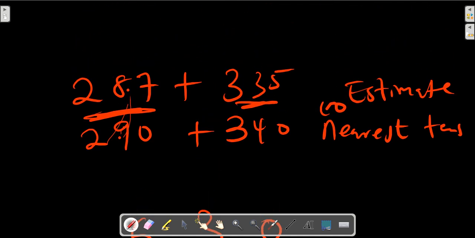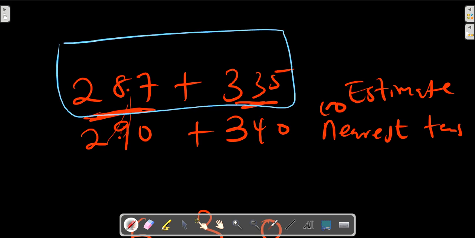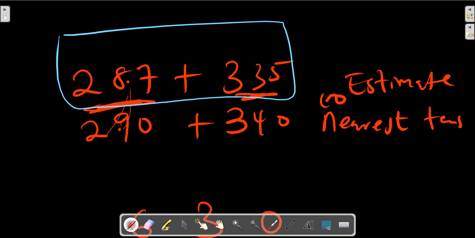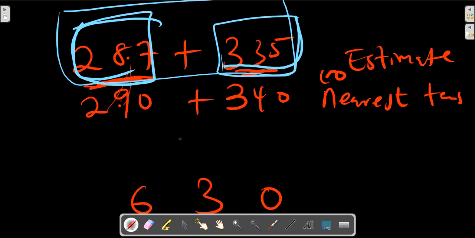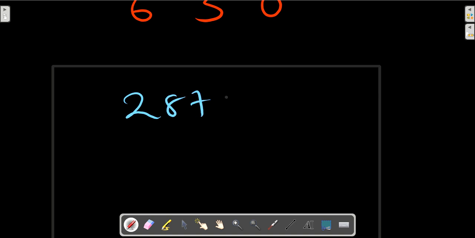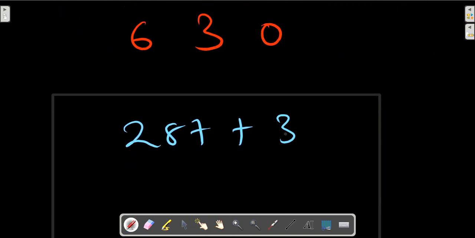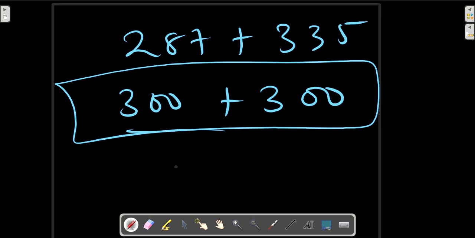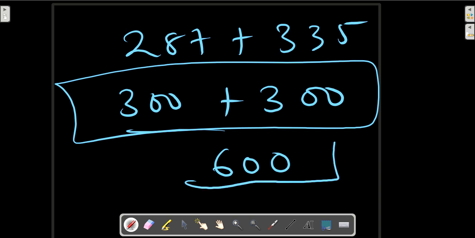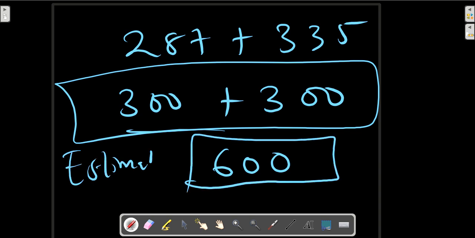We could also make the estimation of the same numbers to the nearest hundreds. Now, the way it's going to work is that we round each number to the nearest hundreds, and then we add them up. So I'm going to write them out in a new place. 287 plus 335. 287 is going to round to 300, and this is also going to approximate to 300. So this rounds to 600. So a quick estimate for this to the nearest hundred is 600. So estimation makes our calculations really easy and fast.